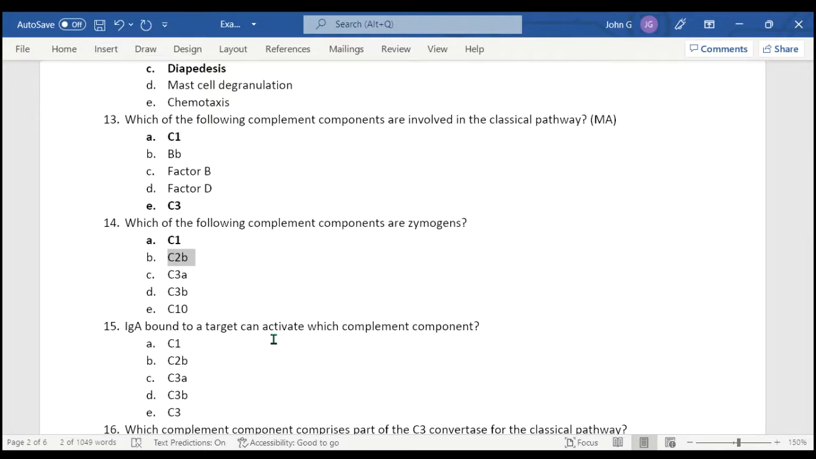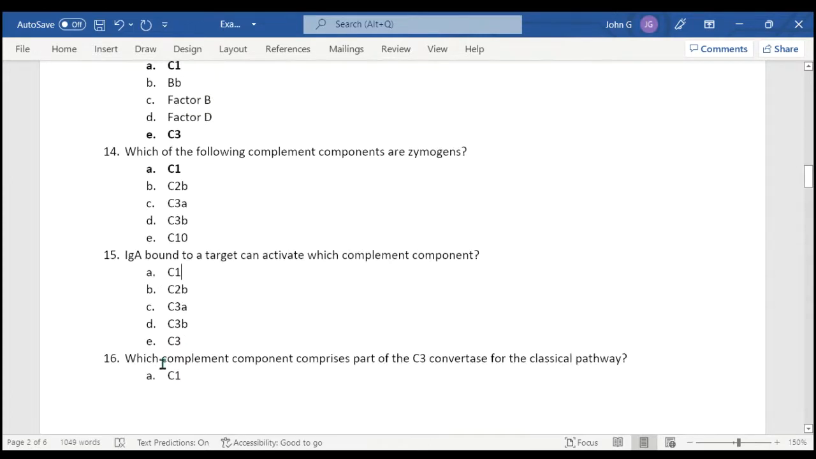So C2b has already been cleaved from C2. It's no longer a zymogen. C3 is not an enzyme, and C10 is not even a protein in complement. IgA bound to a target can activate which complement component? That's going to be C3. IgA can cause C3 to be cleaved into C3a and C3b.